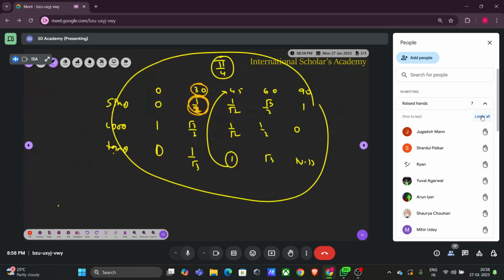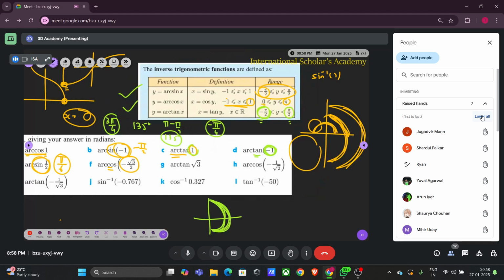Cos minus root 3 by 2. Guys, quickly go and check. Root 3 by 2 for cos comes for 30 degrees. But it is positive. But cos is negative in the second quadrant. Cos is negative in what quadrant? Second quadrant. So I will subtract it from 180 degrees. So the answer will be 150 degrees, that is 5 pi by 6.